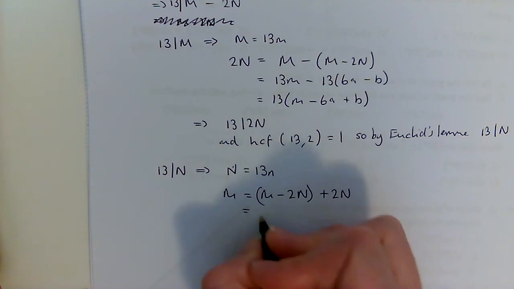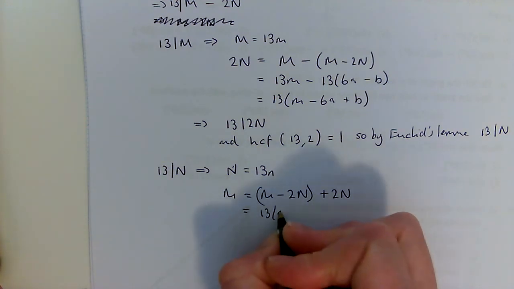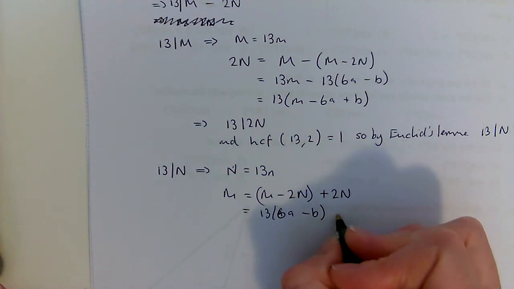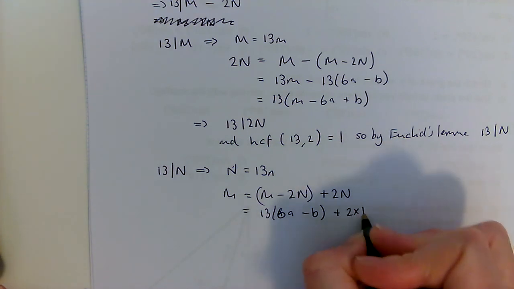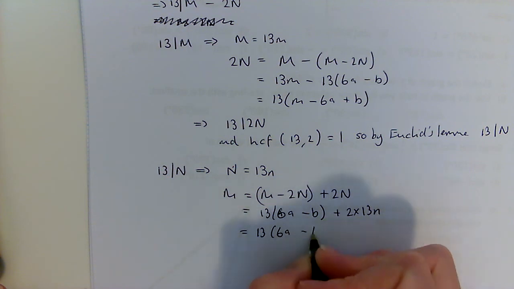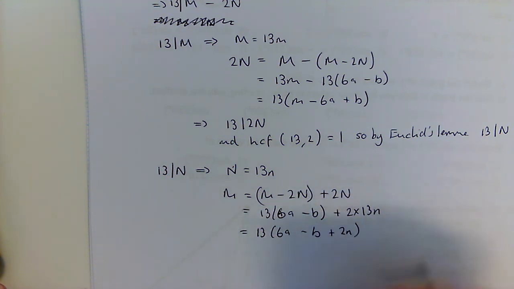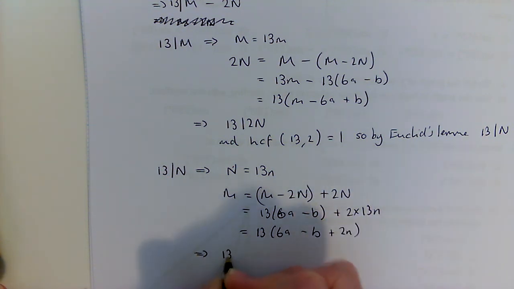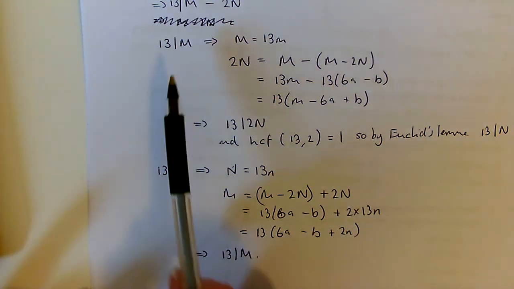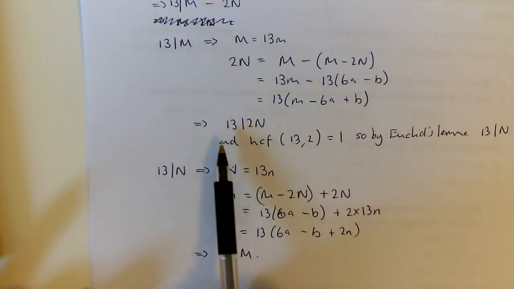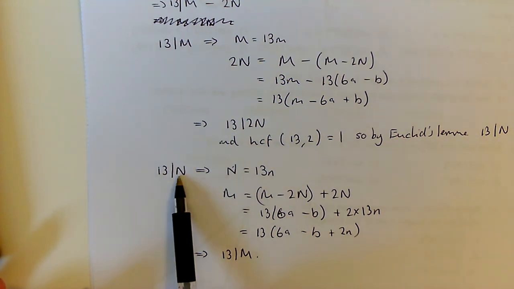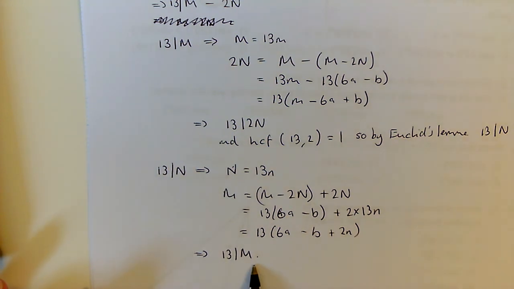Right, m minus 2n is 13 times (6a minus b), and 2n is going to be 2 times 13n. So 13 goes into all of it, which tells us that 13 goes into m. So we've done it both ways round. We've started with 13 goes into m and implied that 13 goes into n, and we started with 13 goes into n and implied that 13 goes into m.